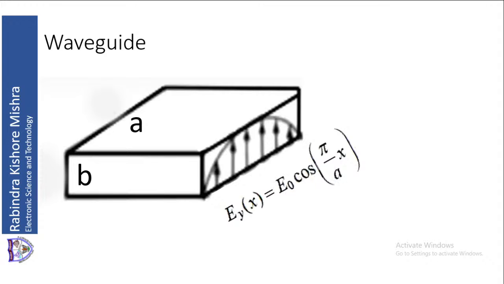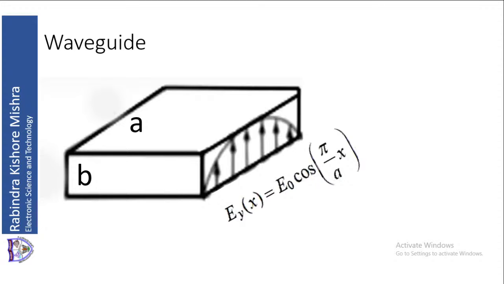Now TE10 mode means the electric field does not have a z component. So the electric field will have only a y component. In the TE10 mode, the y component of the electric field, Ey, is varying along the x-axis only. So Ey is a function of x. It is not a function of y because there is no variation along y. n is equal to 0, m is equal to 1.